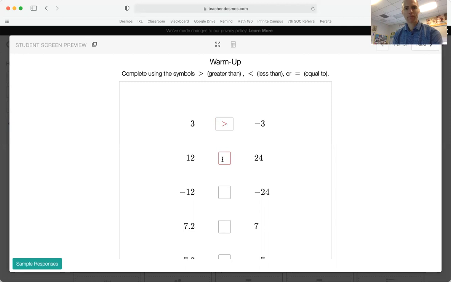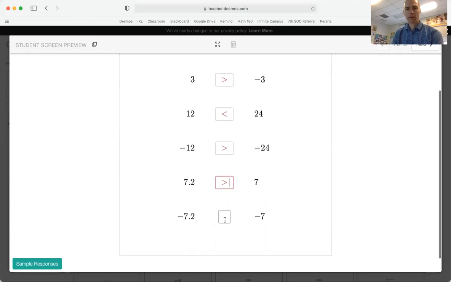24 is greater than 12, so the alligator wants to eat that 24. -12 is greater than -24 because -24 will be further to the left on the number line. And 7.2 is greater than 7. Oh, I got more. -7 is greater than -7.2 because -7.2 would just be slightly more to the left on the number line.